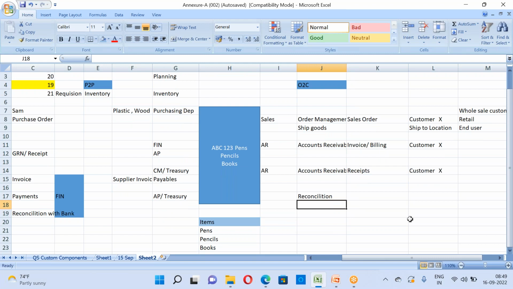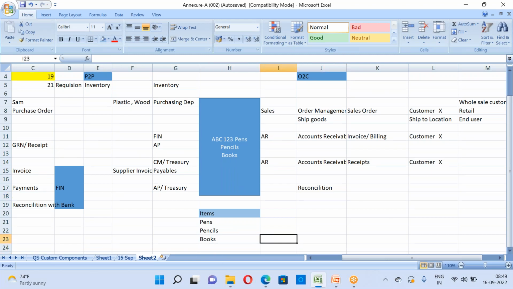There are other process flows as well in O2C. We have a books example as well, right? For books we are not manufacturing, correct? That was the assumption we made. We are going to procure from outside the market, and we are selling directly to whatever customer, retail, wholesale, or end user, by keeping some margin, right?